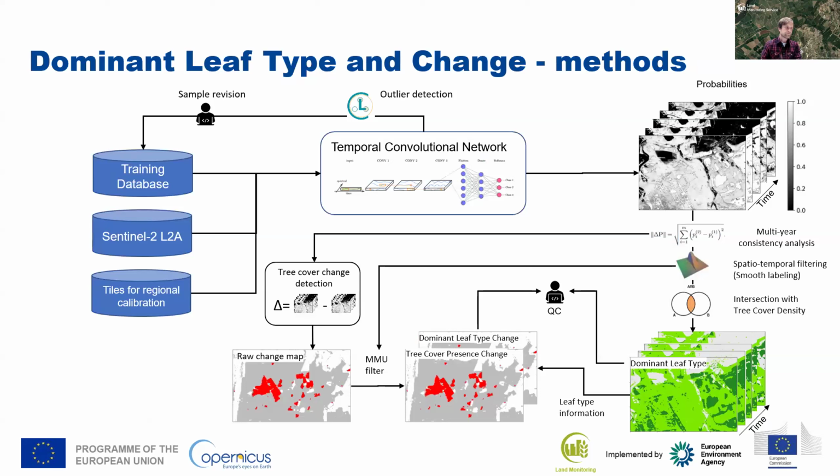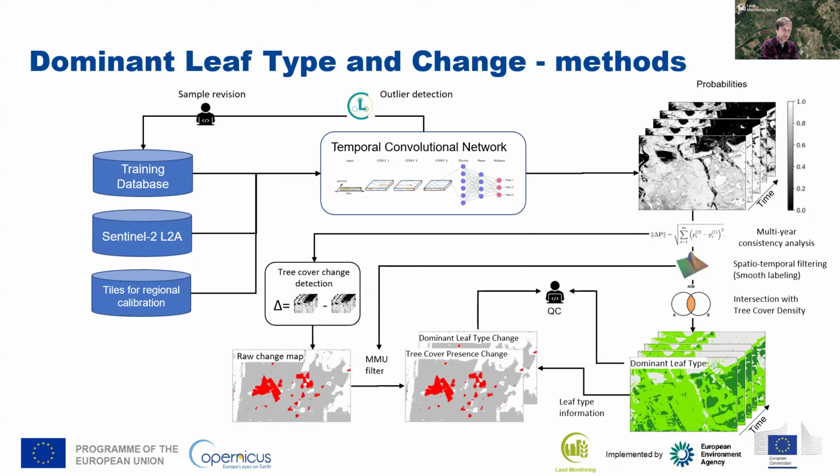And here we are starting with the first primary layer, the dominant leaf type, and then the derived change layer. Here we have as input the aforementioned training database, which is combined with Sentinel-2 level 2A data. These data are then used to train a model, and this classification model is a temporal convolutional neural network. Before this training is done, there's also outlier detection and sample revision to detect any outliers which would compromise the classification.